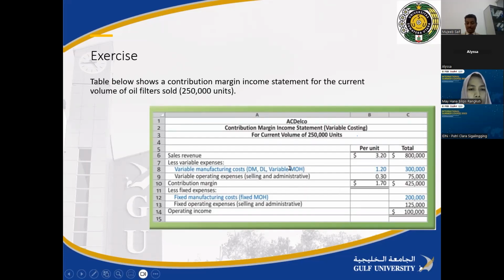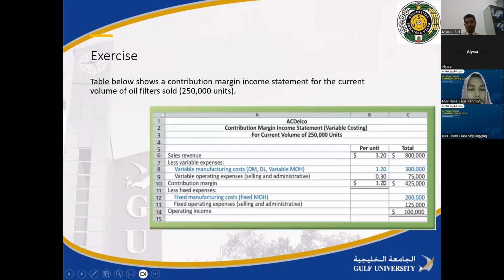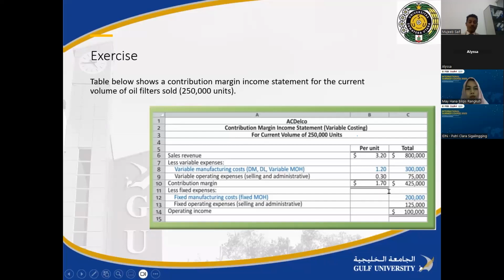And in this exercise, for this order, we will not pay the variable cost related to the selling and administrative department. So first of all, we should compare the sales price and the variable cost per one unit. If the sales price given by the customer is higher than the variable cost, then we should go further for more information. And from this overview, we observe that we should accept this order, but we will go with more information.